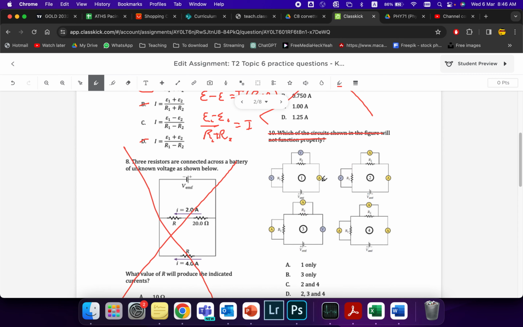All right, so where are we? We are trying to see which ones will work. Okay, so as you remember, voltmeters should be in parallel, ammeters should be in series.